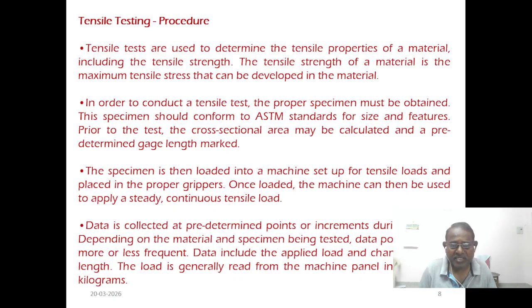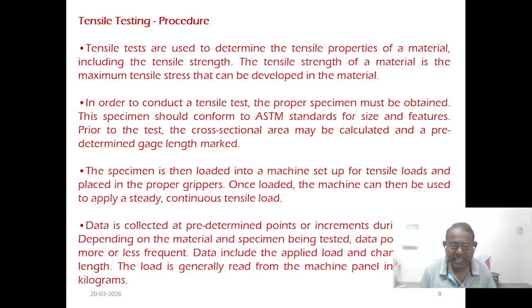In order to conduct the tensile test, the proper specimen must be obtained. This specimen should conform to the ASTM specification for its standard size and features prior to the test. The cross-sectional area is calculated and the predetermined gauge length is marked. The specimen is then loaded into the machine set up for a tensile load and placed in the proper grippers. Once it is loaded, the machine can be used to apply a steady, continuous tensile load.